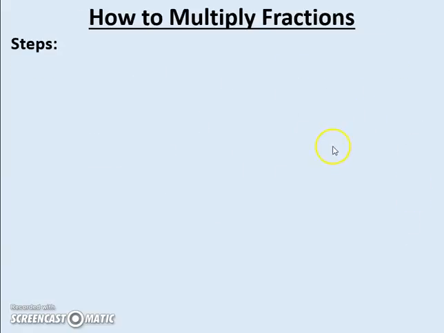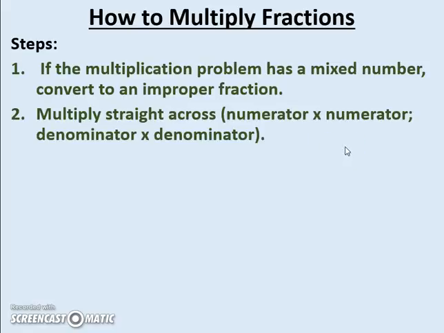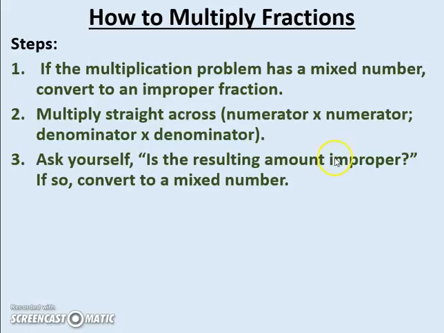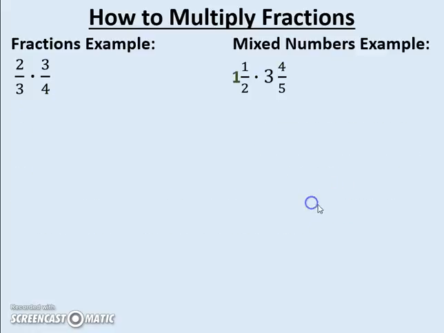Our next step is on how to multiply fractions. If the multiplication problem has a mixed number, convert to an improper fraction. Multiply straight across, numerator times numerator, denominator times denominator. Ask yourself, is the resulting amount improper? And if so, convert it to a mixed number. And then ask yourself, does the resulting fraction reduce?